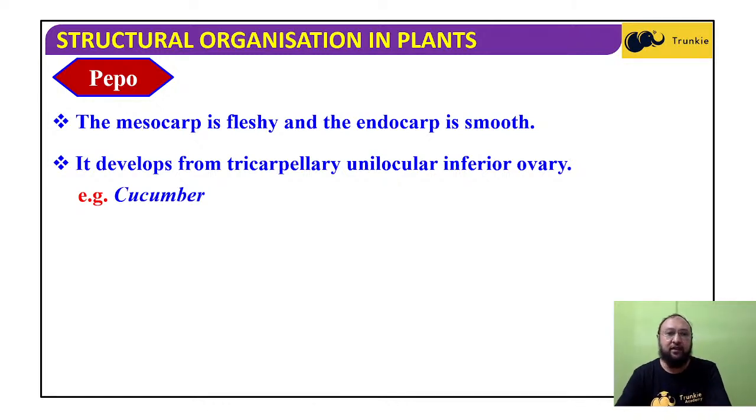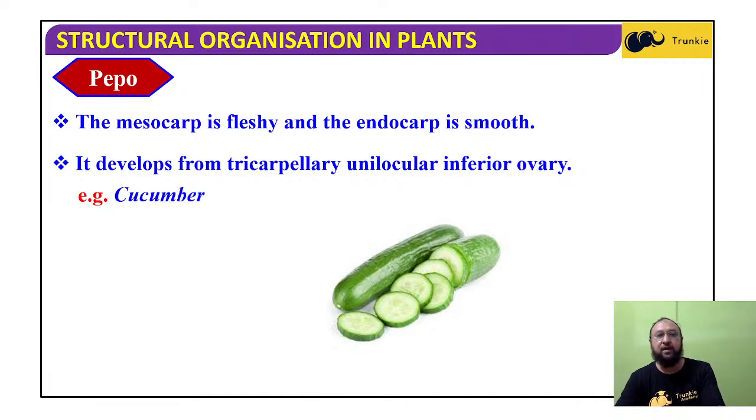So that is the example of the cucumber. Unilocular inferior ovary means the other floral parts like calyx, corolla, stamen, and gynoecium are all above this ovary. So the ovary is inferior. The cucumber is the example of the fruit called pepo.